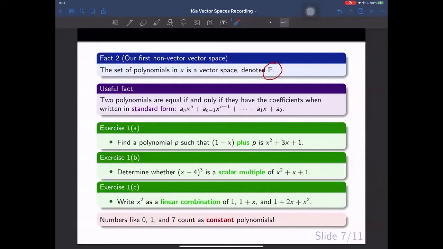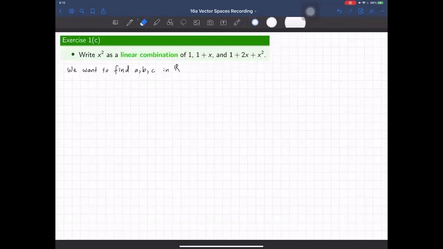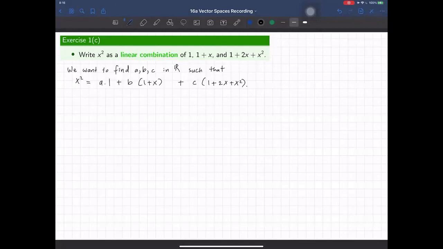Finally, let's practice working with linear combination in the context of polynomials. Here, I have one polynomial, and I want to see if I can write it as a linear combination of these 3 polynomials. We want to find 3 numbers, a, b, c, such that x squared is equal to a times the first polynomial plus b times the second polynomial plus c times the third polynomial.